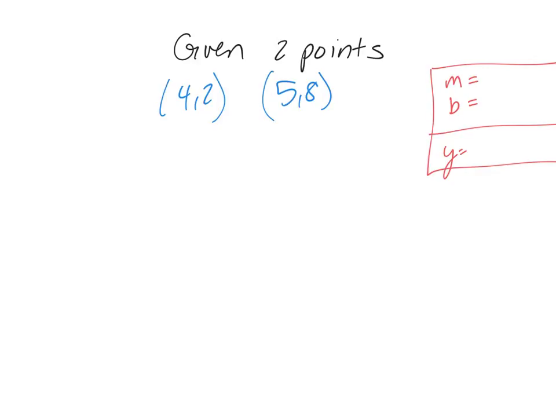So I have 2 points that's given to me. I still build my box. M equals, B equals, Y equals. What can I find with those 2 points very easily? Slope.